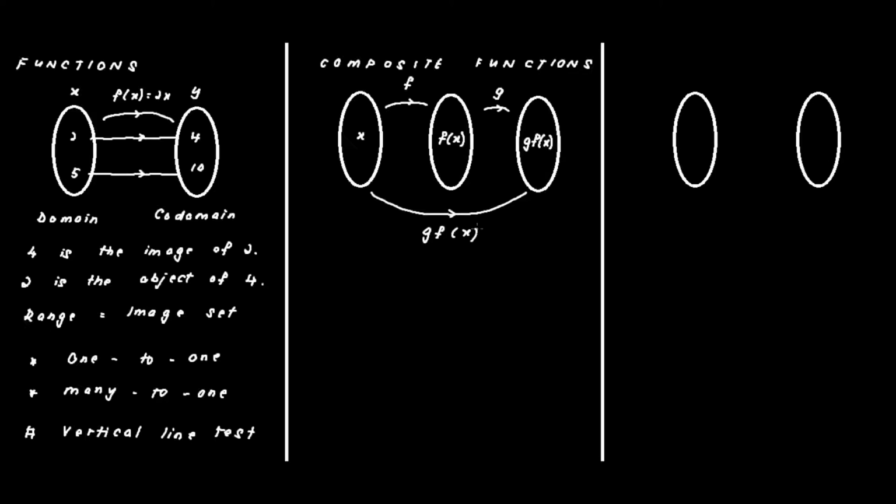Now something that you might need to be careful about, I think you already know this, so just a revision: gf(x) is not the same thing as fg(x). For this term, f happens first, then you substitute into g. For this term, g happens first, then you substitute into f. So the answer will be different.